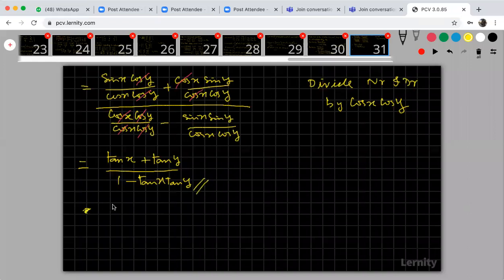This is your 10th property. For the 9th property, I didn't give any proof, only the 9th identity I have given. Cos of pi by 2 plus x is minus sin x. And sin of pi by 2 plus x, okay, this is plus cos x.